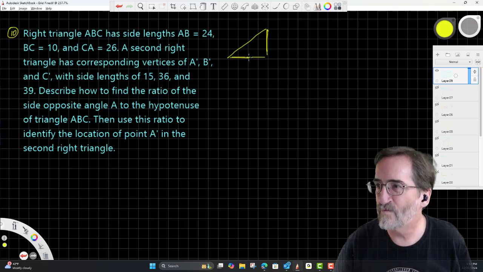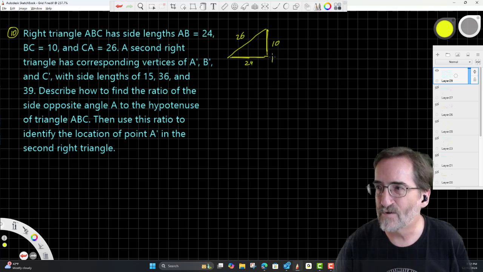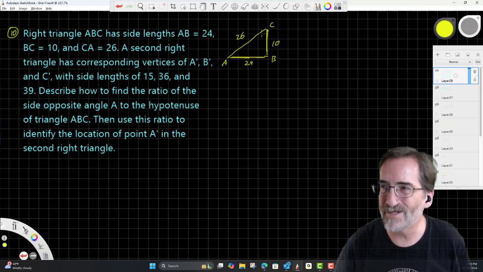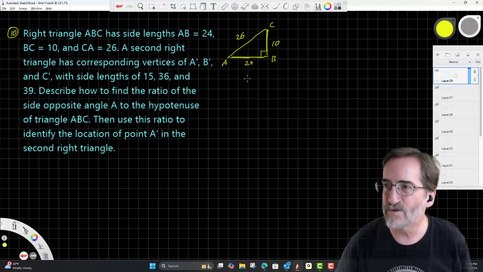Right triangle. Okay, 26 is the longest side, 24 is the second longest side, and 10 is the shortest side. Okay, AB is 24. BC is 10, so this has got to be B. And AC, or CA, AC and CA are the same, is 26. So there's a picture of our first triangle.